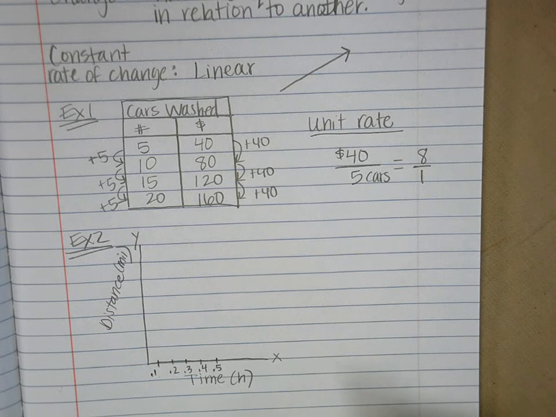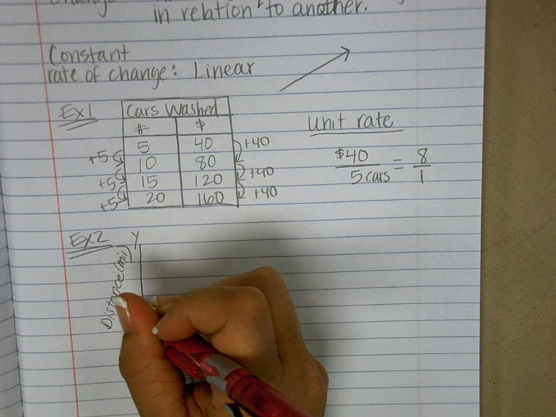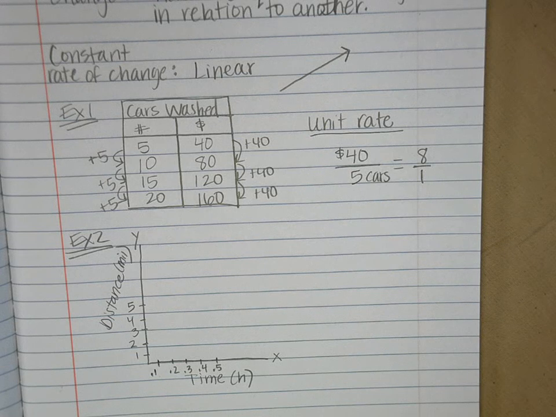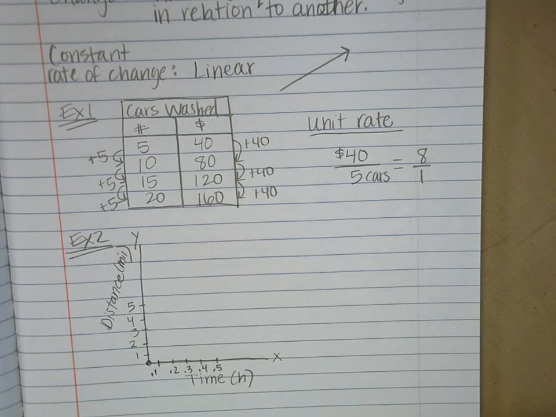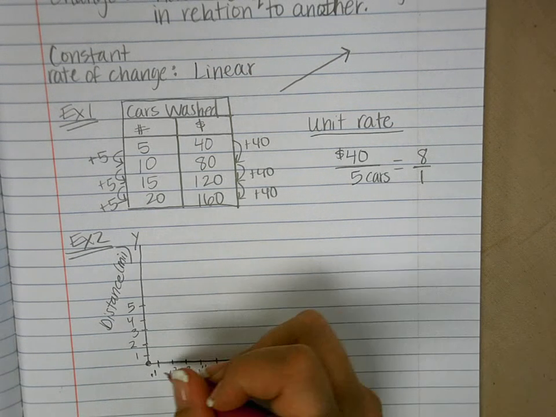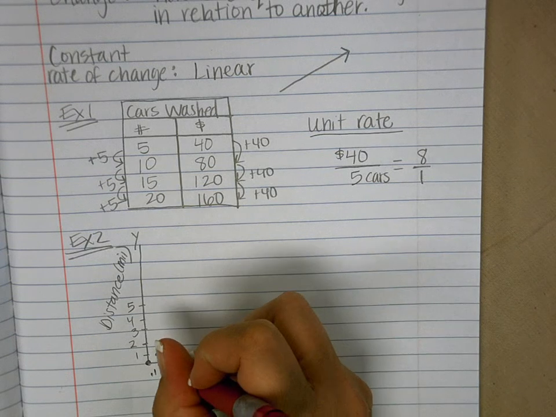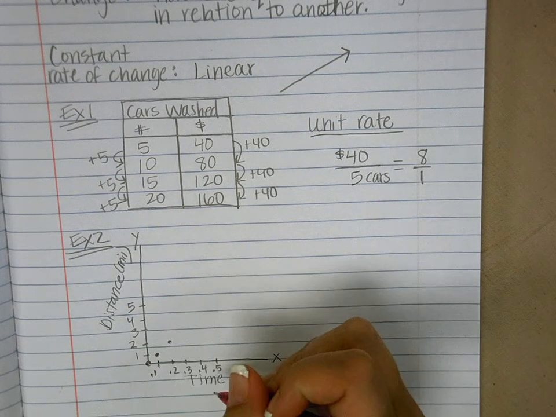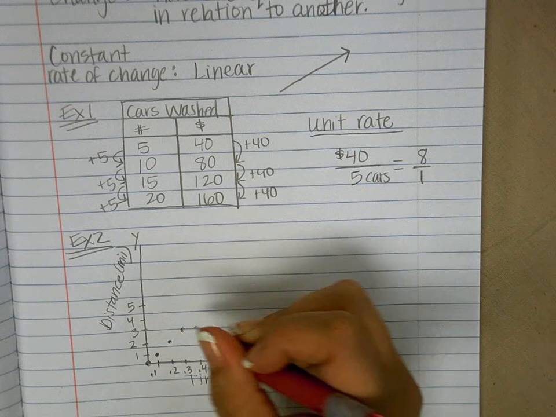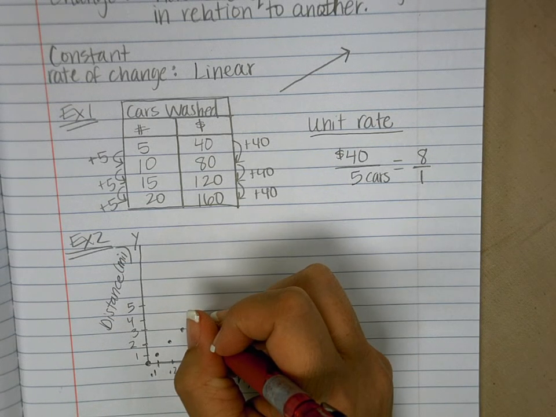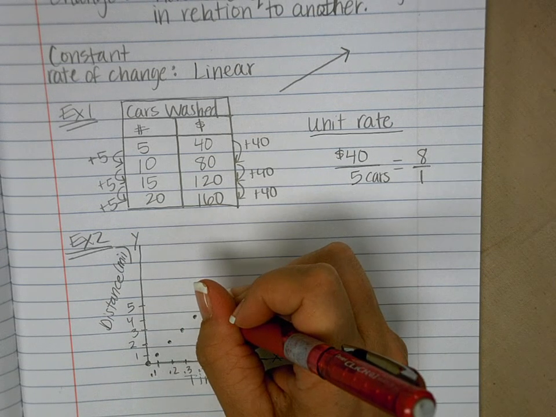And then we have distance. So over here, we're going to do 1 mile, 2 miles, 3 miles, 4, 5. Okay? So I'm going to start at my house, which means I haven't left yet and I haven't gone anywhere. So that's right here. Put a dot. That's 0, 0. After 6 minutes, I've gone a mile. After 12 minutes, which is 0.2, I've gone 2 miles. After 18 minutes, I've gone 3 miles. After 24 minutes, I've gone 4 miles. And after 30 minutes, I've gone 5 miles.